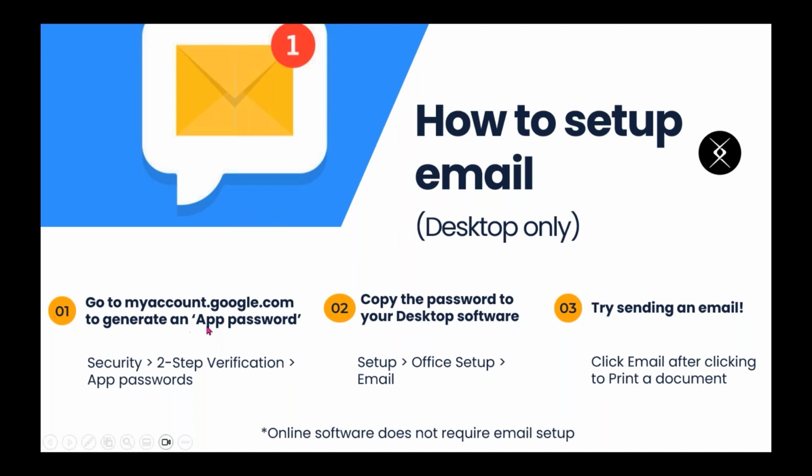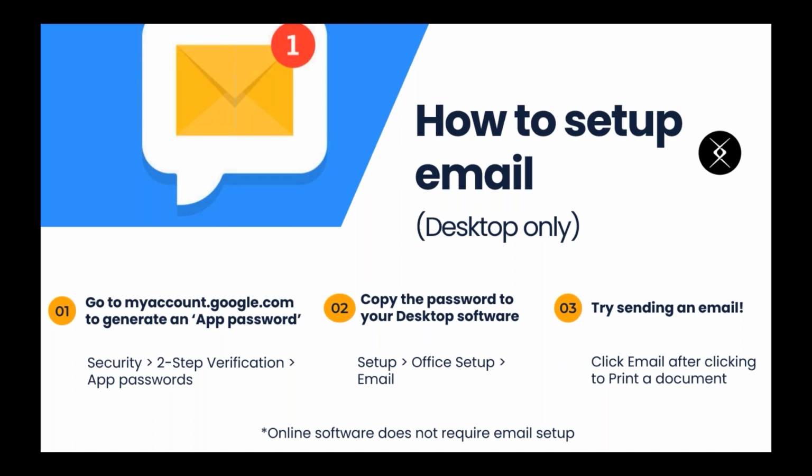So once we establish that app password, you copy that password and you paste it into the software. I'll show you exactly where you can go. Here's the info. It's under setup, office setup, and email if you want to note that. But we're going to copy that password, enter it into the software, and then after that, you're good to go. You're ready to start sending emails through the software. So let's see what that looks like.